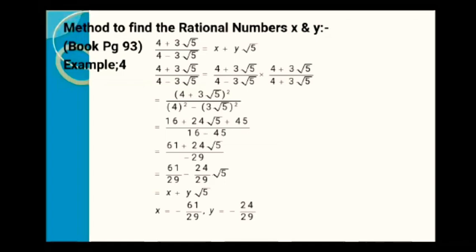4 square in the denominator will be 16 and 3 under root 5 whole square will be 45. Clear, students? Now subtracting 16 and 45 you will get 65 plus 24 under root 5 divided by minus 29, as 16 and 45 will be subtracted. Now 61 over 29, we will separate the denominator: minus 24 under root 5 divided by 29.